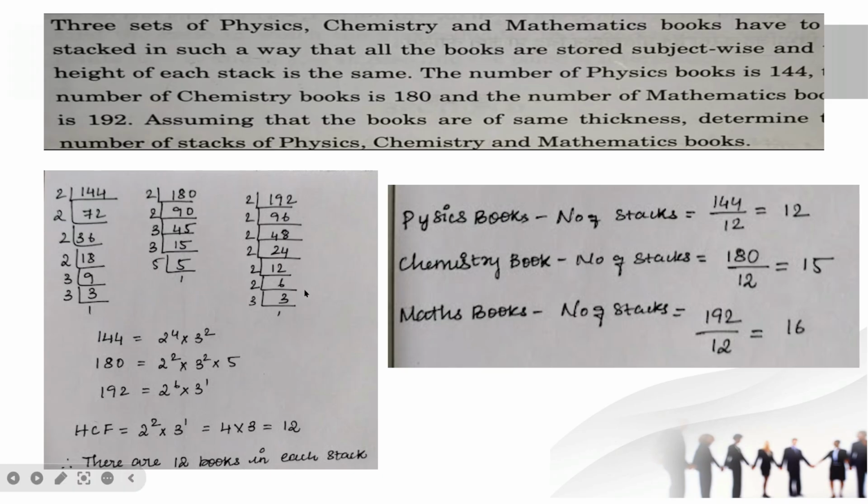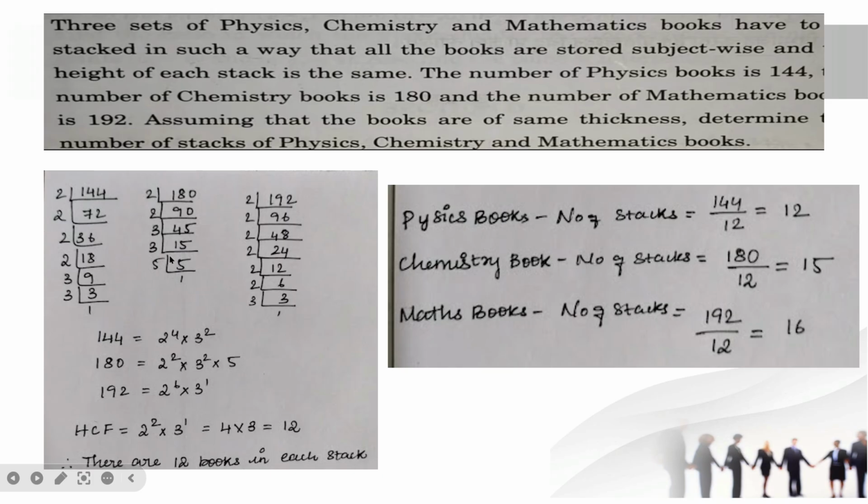Then it means you need to find the HCF, not the LCM. If you need to find a bigger number than the given number, then you need to find the LCM. If you need to find a smaller number than the given number, then you need to find the HCF. You remember this tip, you can easily write these questions.